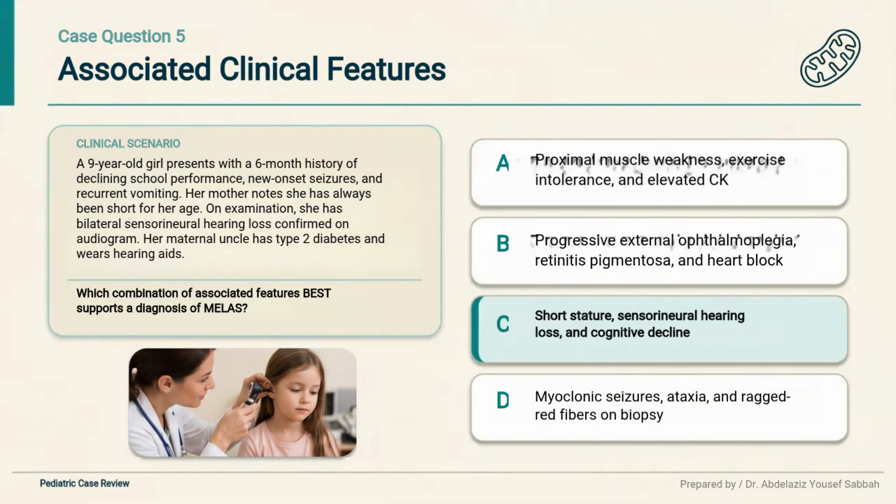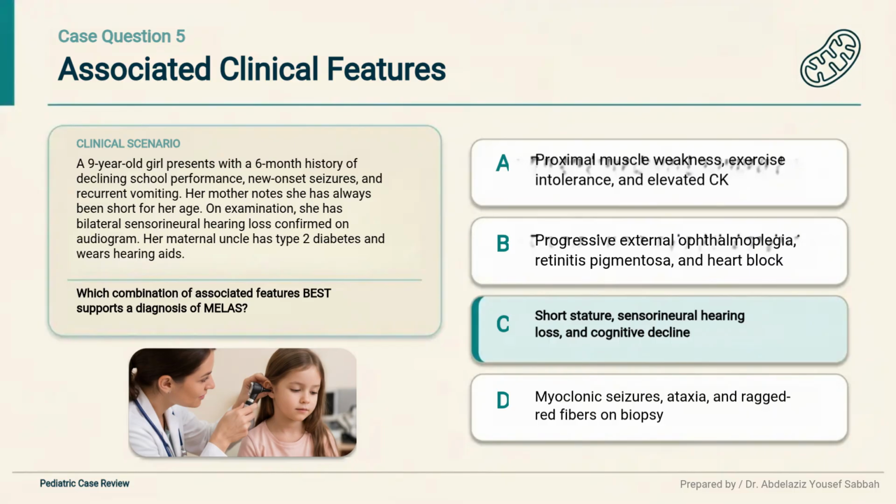Our fifth case. A 9-year-old girl presents with a 6-month history of declining school performance, new-onset seizures, and recurrent vomiting. Her mother notes she has always been short for her age. On examination, she has bilateral sensorineural hearing loss, confirmed on audiogram. Her maternal uncle has type 2 diabetes and wears hearing aids. The question is, which combination of associated features best supports a diagnosis of MELAS? Option A, proximal muscle weakness, exercise intolerance, and elevated creatine kinase.